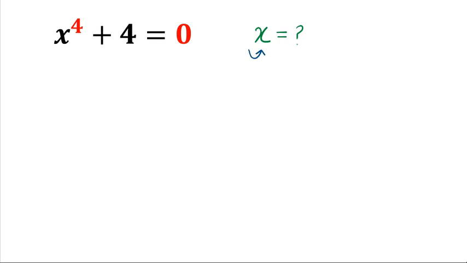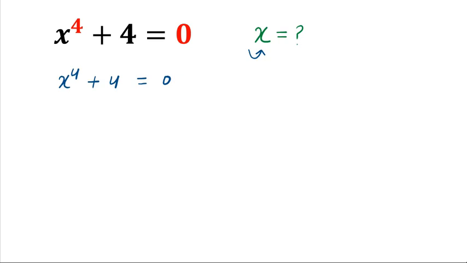Now let's start the solution of this question. Look carefully at this algebraic equation. Here we have a degree 4 polynomial. On the left hand side, x power 4 plus 4 is equal to 0. Look carefully at the left hand side.